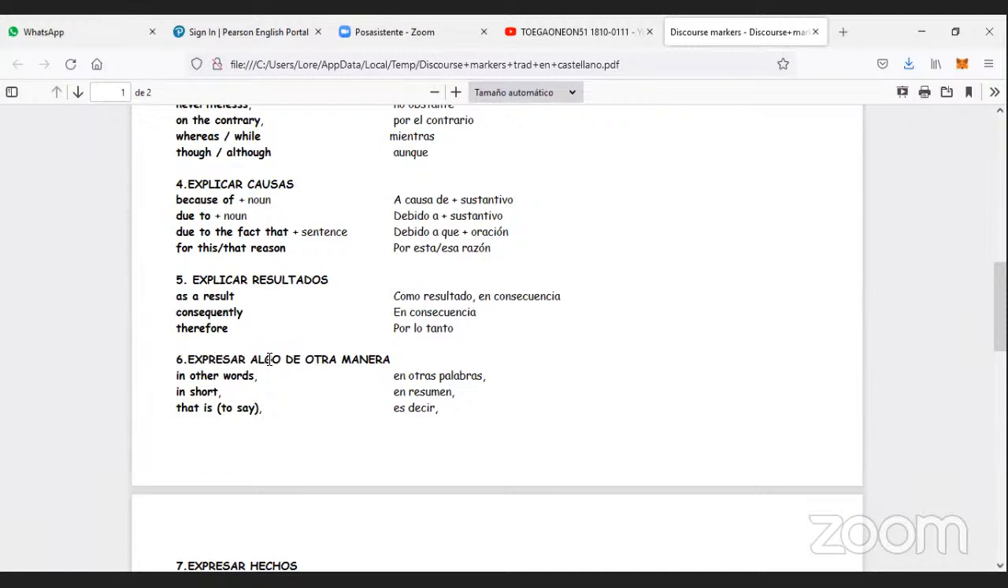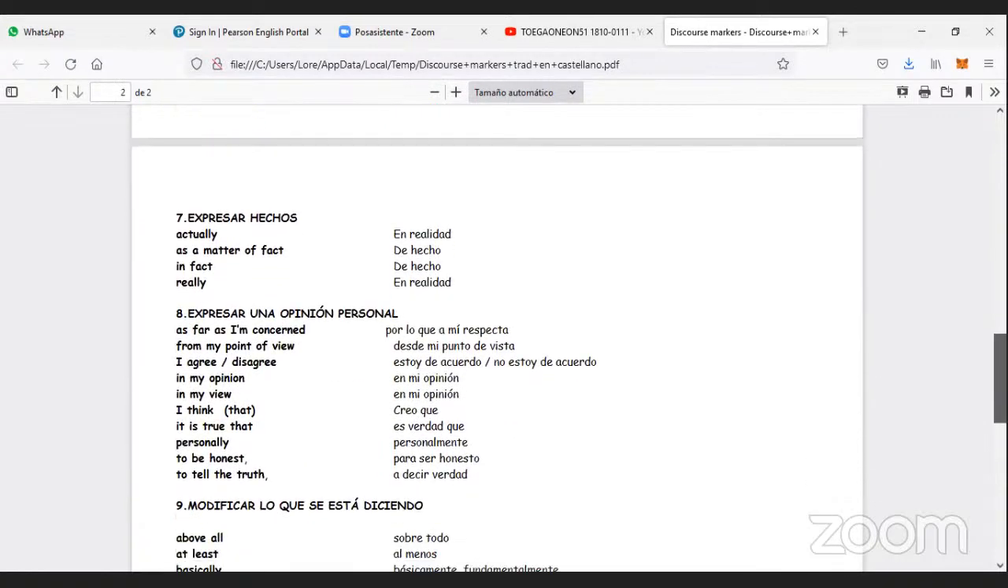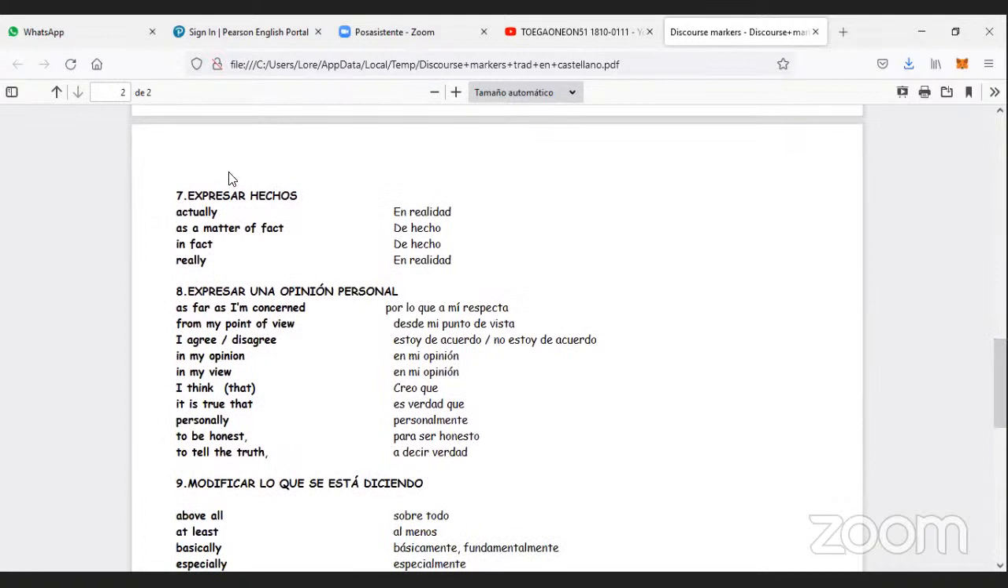If you want to express something in another way, okay, what are we going to do? We're going to use this. For example, in short, in other words, okay? Now what happens when you want to express some facts? You are going to use this for, okay?